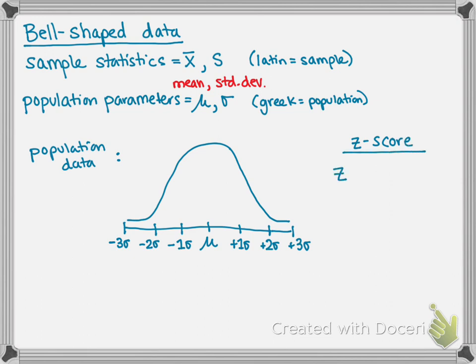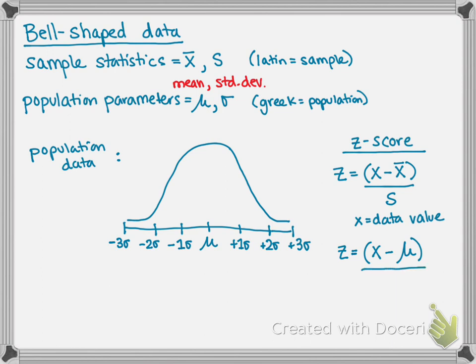In class, we saw it like this. I'm going to rewrite it like class first. First, we do x minus x bar all over s, where x is our data value. In ALEKS, they will also show you that you can use the Greek alphabet. So you can replace this as z is equal to x minus the mean, which was mu, divided by the standard deviation, which is the letter sigma. And in both cases, x is still the data value.